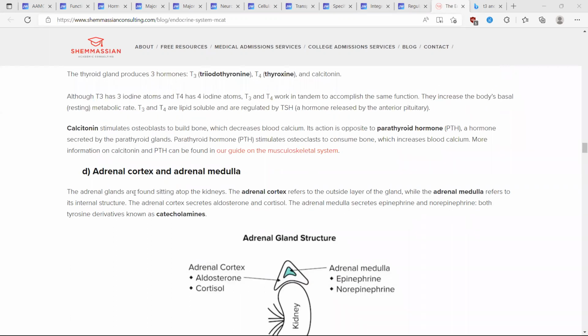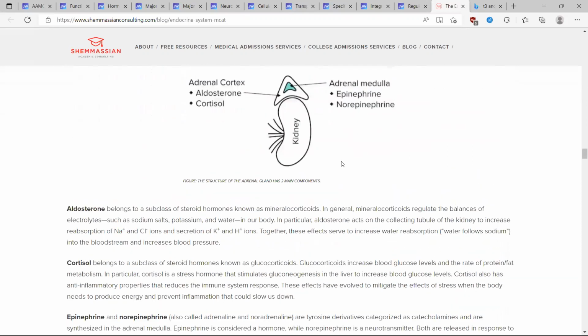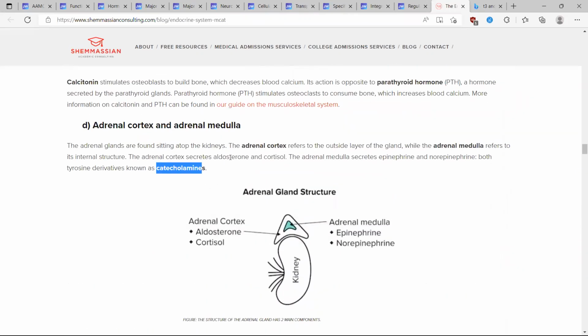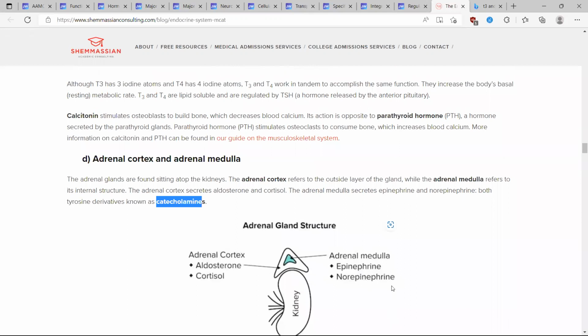So the adrenal glands are found on top of the kidneys, right? The cortex is the outer layer. The medulla is the internal layer. The adrenal medulla secretes epinephrine and norepinephrine. They're tyrosine derivatives called catecholamines. And so that refers to these guys, epinephrine and norepinephrine.